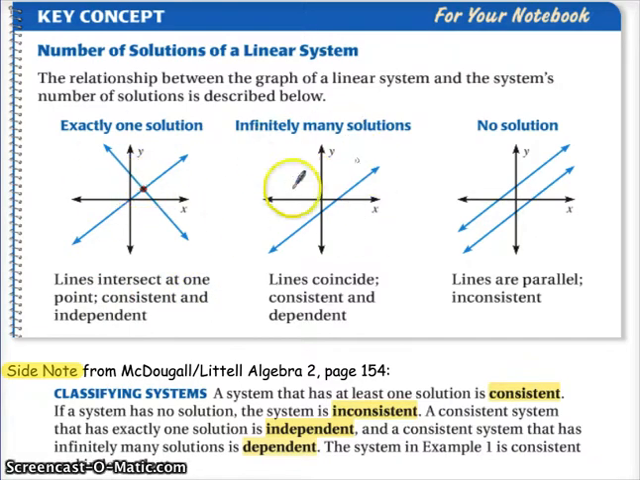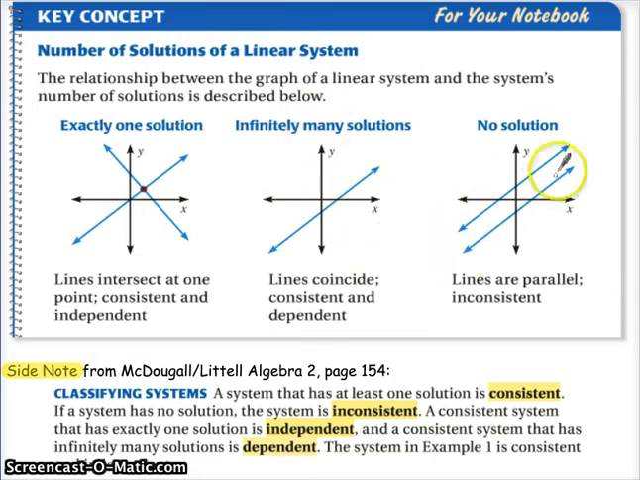You could also have infinitely many solutions. It could be a consistent system, but be dependent, which means that basically both lines are the exact same line. They intersect everywhere, so you have an infinite number of solutions. So the best thing to do there is if you notice that they're both the same line, you can just label that as infinitely many solutions.